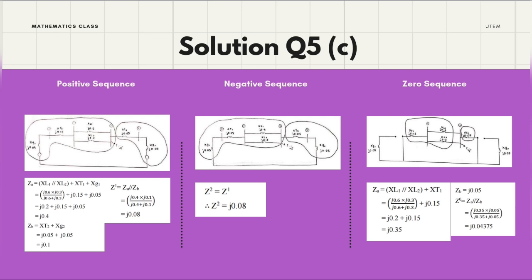For ZA, it is transformer 1 plus the parallel of transmission line 1 and transmission line 2. This is the formula, and the answer is j0.35. For ZB, we just need to add the X of transformer 2, so the answer is j0.05. Next we need to find Z0, which equals ZA parallel with ZB, and the answer is j0.04375.